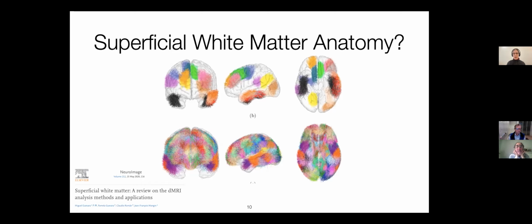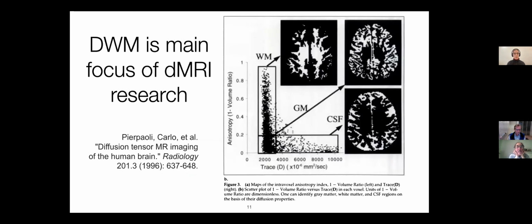However, you can also see that there's a lot that we can already describe and identify in the superficial white matter, even with current diffusion MRI. So far, the deep white matter has been the main focus of diffusion MRI research. So from the very beginning, Carlo Pierpaoli's paper, Diffusion Tensor MR Imaging of the Human Brain, which is a very famous radiology paper from 1996.